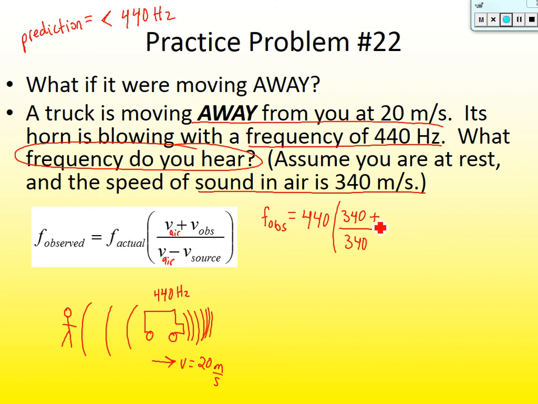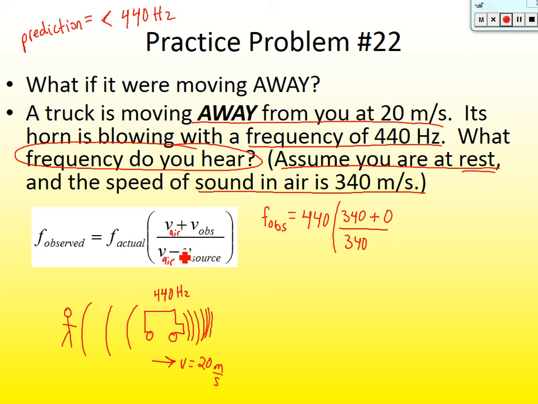Plus, it goes on top, and the velocity of the observer. Well, it said that you are at rest, or we're assuming you are at rest. So you're the observer, and your velocity, if you're at rest, is 0. Now that might not always be the case. You might get a problem where the observer and the source are both moving, so you might have values in both of these places.